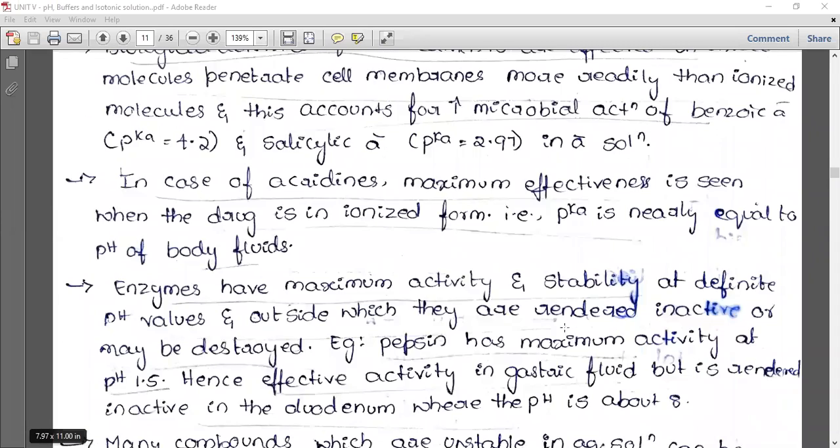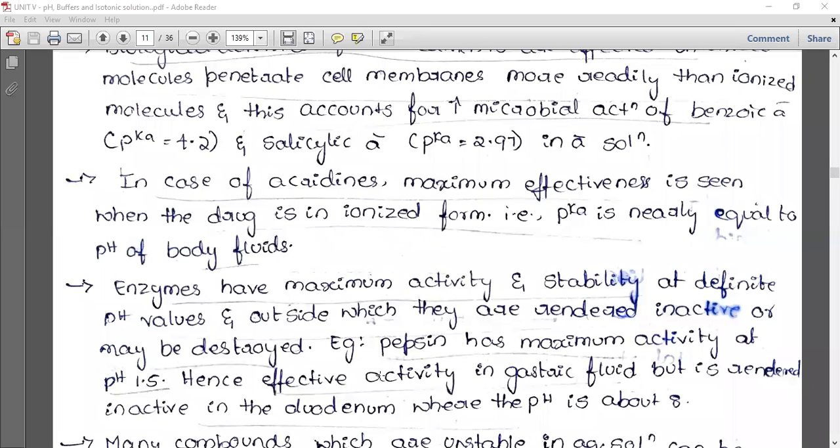Enzymes have maximum activity and stability at different pH values, and certain times you see that enzymes get destroyed because of change in pH. They might turn inactive, or they might get destroyed. For example, insulin: how is insulin taken? Have you ever seen or heard of people taking insulin? In which route are they going to take the insulin? Is it intravenous, tablet? Parenteral, ma'am. Right, parenteral. It's not intravenous. It is subcutaneous. Okay.